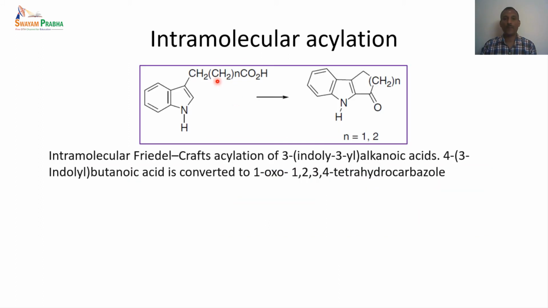Then if we have carboxylic acid, the indoles can also undergo intramolecular acylation reaction. So this is basically the intramolecular Friedel-Crafts acylation reactions of 3-indole 3-aryl alkanoic acid. So here basically we have a carboxylic acid, and this carboxylic acid undergoes cyclization to give either 5-membered or the 6-membered derivatives based on what is the length of this CH2 unit. So this basically leads to 1-oxo-1,2,3,4 tetrahydrocarbazole derivative as shown here.